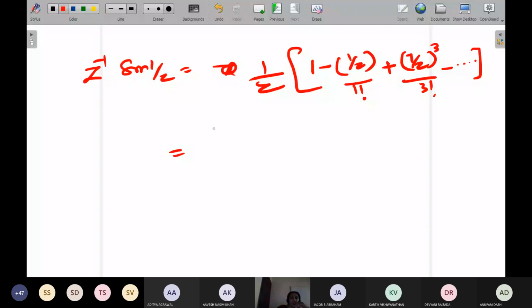Yes, ma'am. Once you take 1 by z inside, here you'll get 1 by z into 1 by z getting cancelled. You'll get minus 1. It will be 1 by z the whole square, minus 1 by z the whole square. Then this term will become plus 1 by z whole power 4 by 3 factorial, and so on.